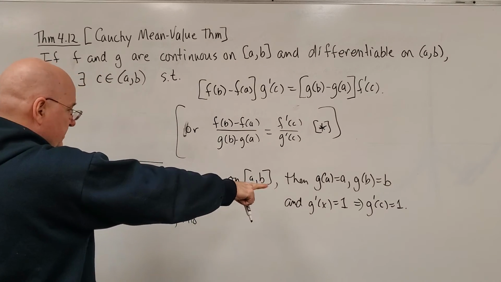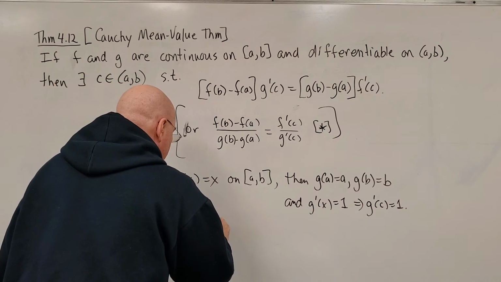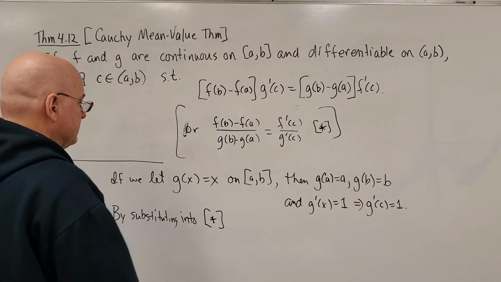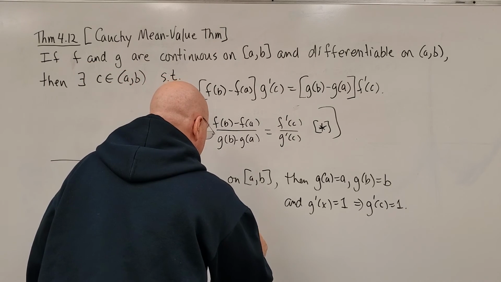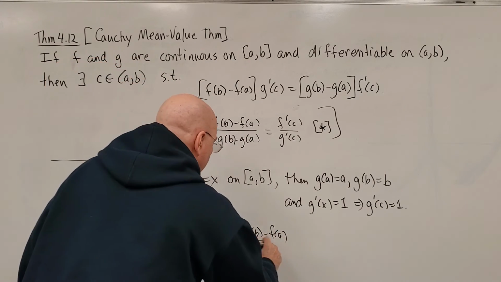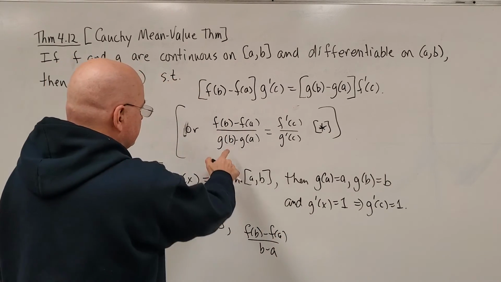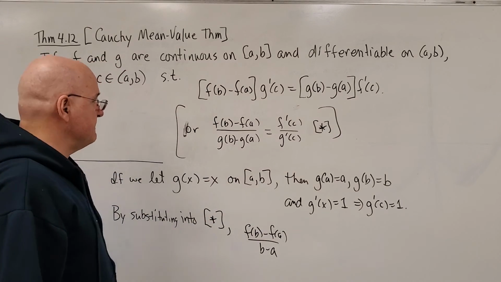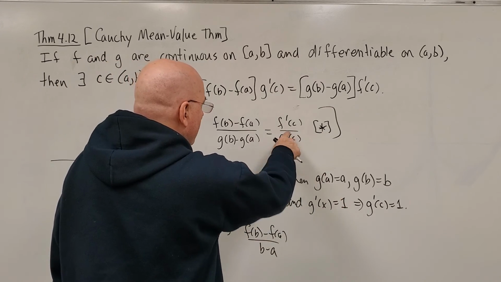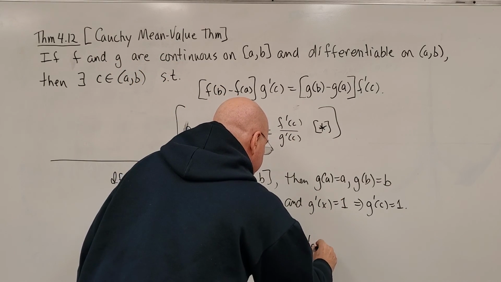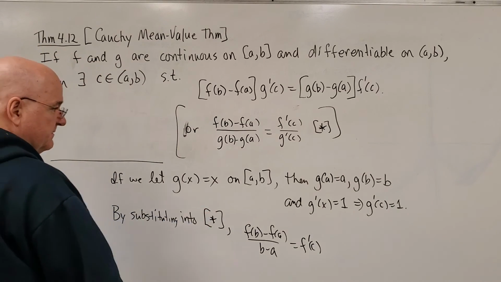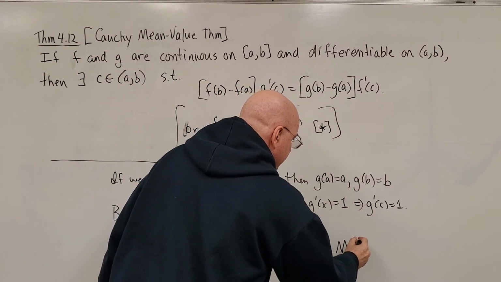what we've got over here into what I labeled the star there, what do we get? We get f of b minus f of a over b minus a, because g of b is b and g of a is a. And since g prime of c is a 1, we just get f prime of c. And that looks just like the original mean-value theorem.